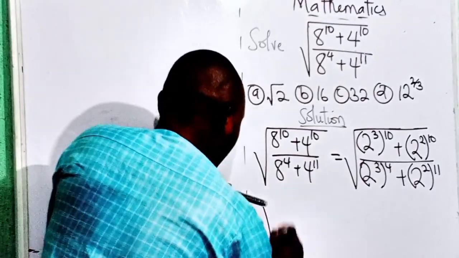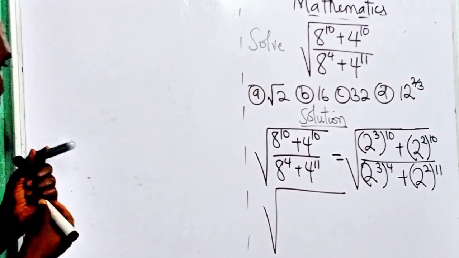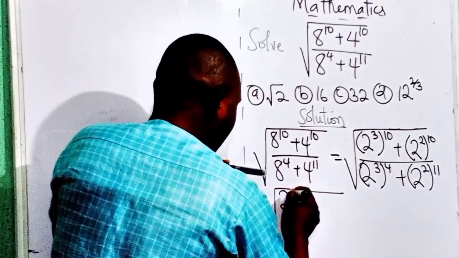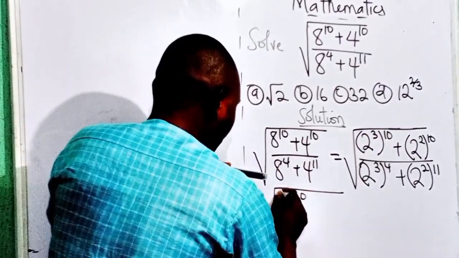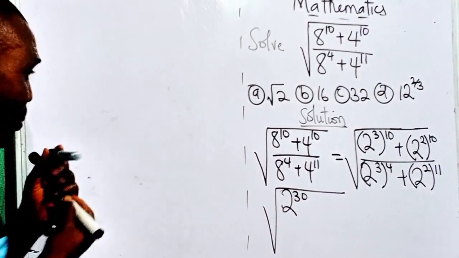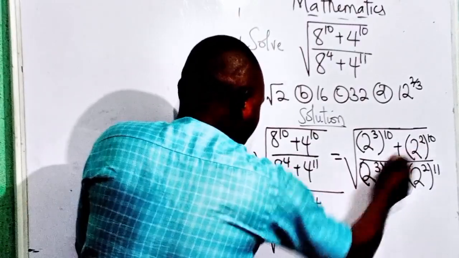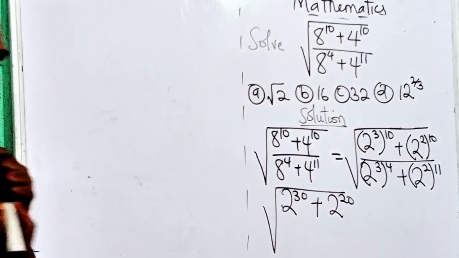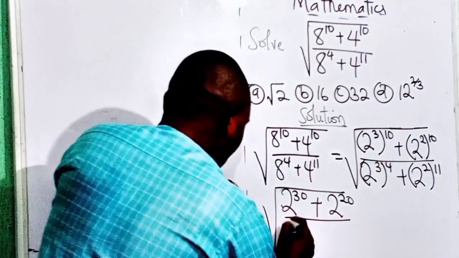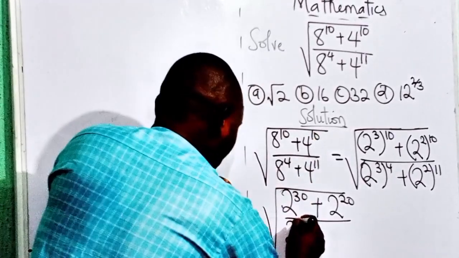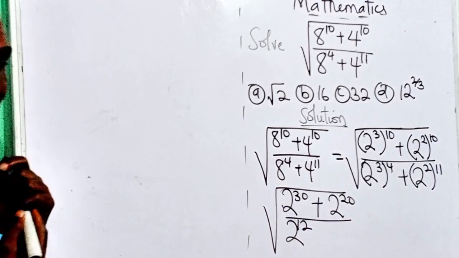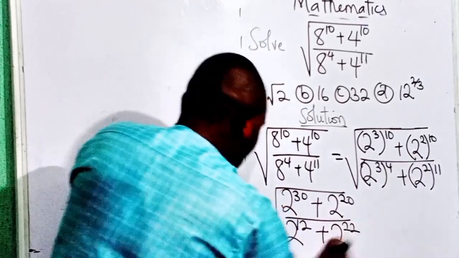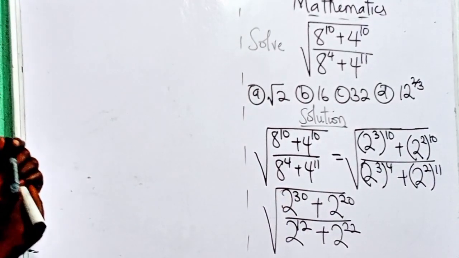Now, this is the same thing as we're writing it as. Take note of this, class. This is 2, all right? Then 3 times 10 is 30. So I'm having 2 raised to the power of 30. Is that clear? And then plus, now this is 2. 2 times 10 is 20. So you're having 2 raised to the power of 20, all right? Over 2, all right? Now 3 times 4 is 12, so that is 2 raised to the power of 12, all right? Then plus 2 times 11 is what? Is 22. So you're having 2 raised to the power of 22.